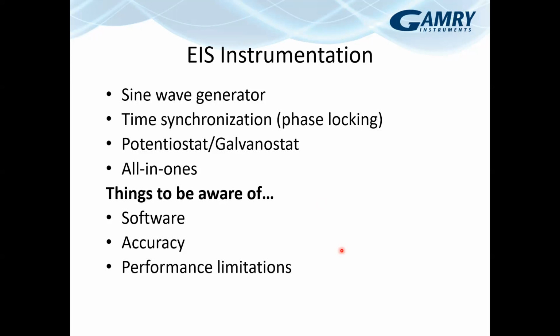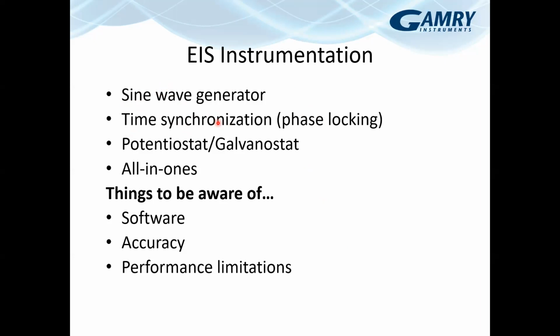So what type of instrumentation goes into making an EIS measurement? The first is a sine wave generator. All of these are AC measurements. It's a sine wave, so we need to have some way to generate a sine wave. And we need to have some way to synchronize the timing such that the applied signal and the measured response, we know that their phases are aligned or not aligned and what that degree of separation is.